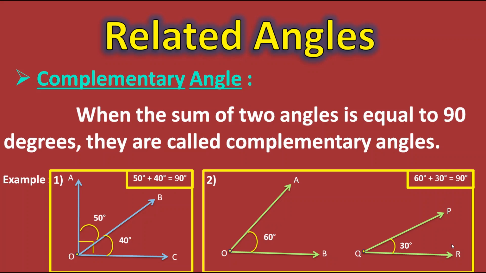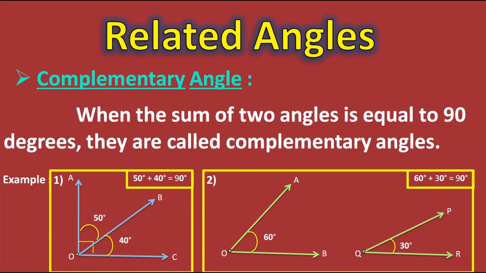One more thing you have to remember, that here these 2 angles are sharing a common ray and common vertex. But here they have different vertex and different rays. So it does not matter if they share a common ray or not. So these type of angles, if they add up to 90 degree, we can say they are also complementary angles, and here also we can say complementary angle. But just one condition, that is they must add up to 90 degree.